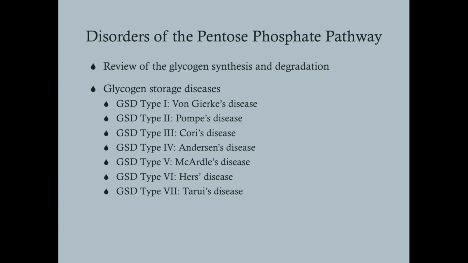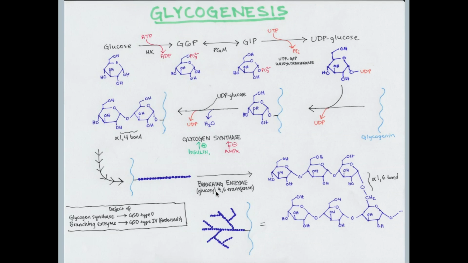Okay, so we'll briefly review glycogen synthesis and degradation, and then we'll talk about some of these glycogen storage diseases. I want to focus on von Gierke's, which I already kind of talked about in the glycolysis section, Pompe's disease, McArdle's, and Hers. I talked about Tarui's also in the glycolysis section if you want to go back to that.